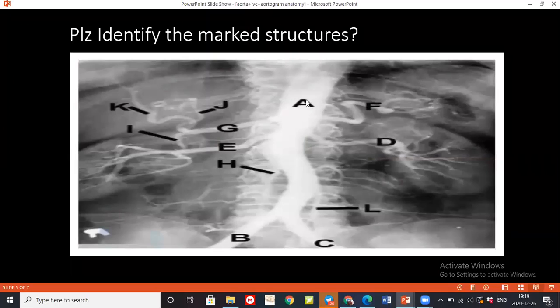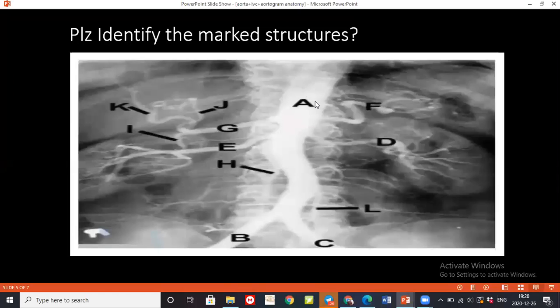Okay. Can you identify all the structures from A to whatever, I, J, K, L maybe? What is A? A, right renal vein? No, A is the abdominal aorta. A is here. What is B? B is the right common iliac. It's an aortogram angiogram.